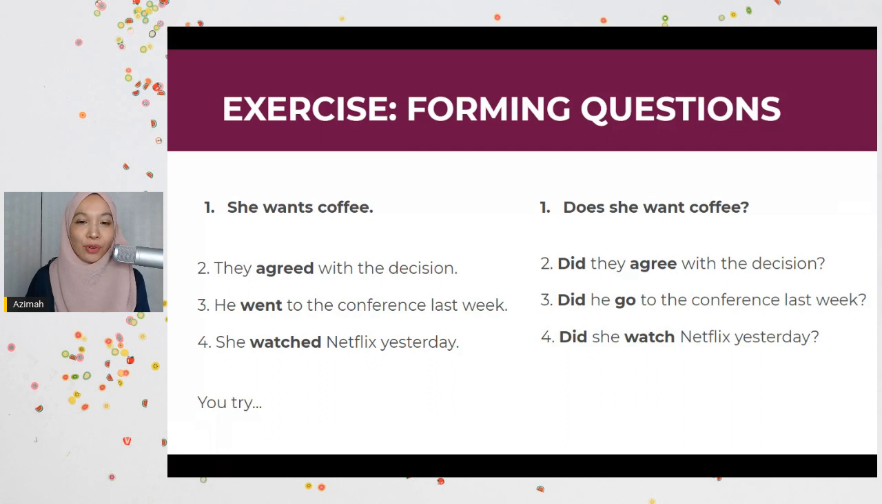And number 4, or would be number 3 in this case, she watched Netflix yesterday. This is your third exercise, third sentence, excuse me. She watched Netflix yesterday. Did she watch Netflix yesterday? Why did? Because it's in the past tense. She, and then watch, not watched with an ed, but watch. Did she watch Netflix yesterday?